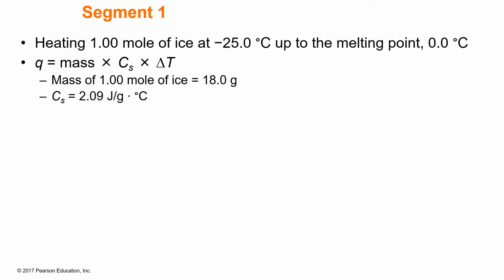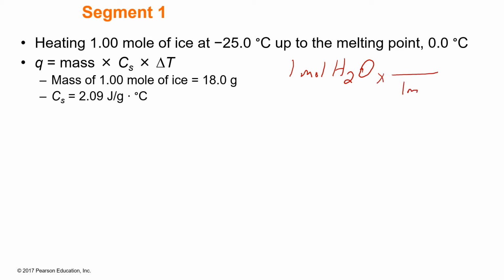So for segment 1, we're going to heat 1 mole of ice from negative 25 degrees Celsius to the melting point. So in this case, our melting point is 0 degrees Celsius because we're talking about water. Because we are in a region that the temperature is increasing, we're going to use our mass times specific heat times change in temperature. So if we want to find the mass, we have 1 mole of water.